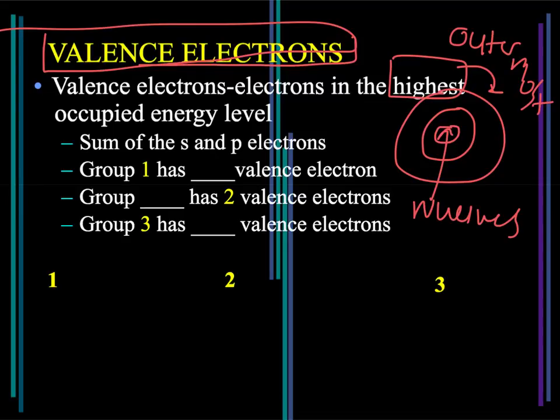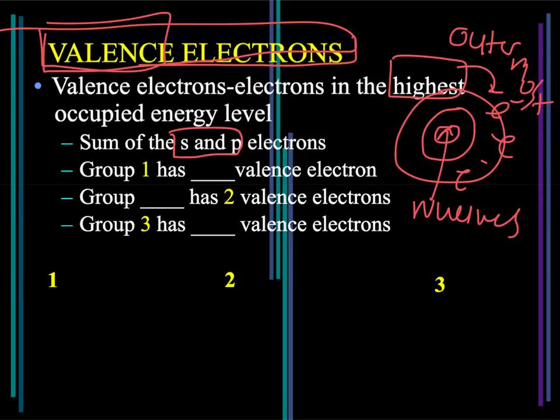There can be electrons floating around in here, and we want to know how many there are. That's the valence electrons. This is always the sum of the S and P. If you go back to electron configurations, you remember that the highest energy level is going to contain S and P electrons only for the valence.